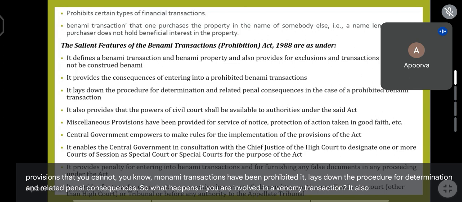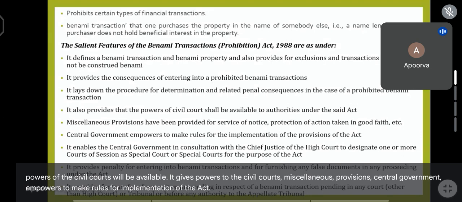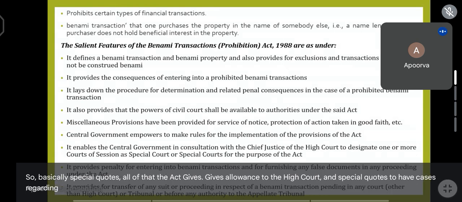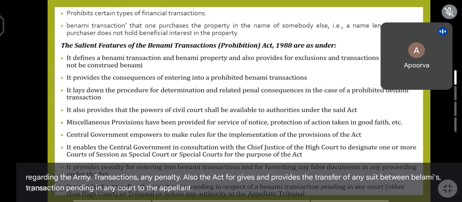It also provides that the powers of the civil courts will be available. Miscellaneous provisions: the central government is empowered to make rules for implementation of the act, in consultation with the Chief Justice. So basically, special courts, all of that. The act gives allowance to the High Court and special courts to hear cases regarding Benami transactions. Any penalty is also given by the Act, and it provides for the transfer of any suit between Benami transactions pending in any court to the appellate tribunal. So all these are salient features of the Benami Transactions Act.